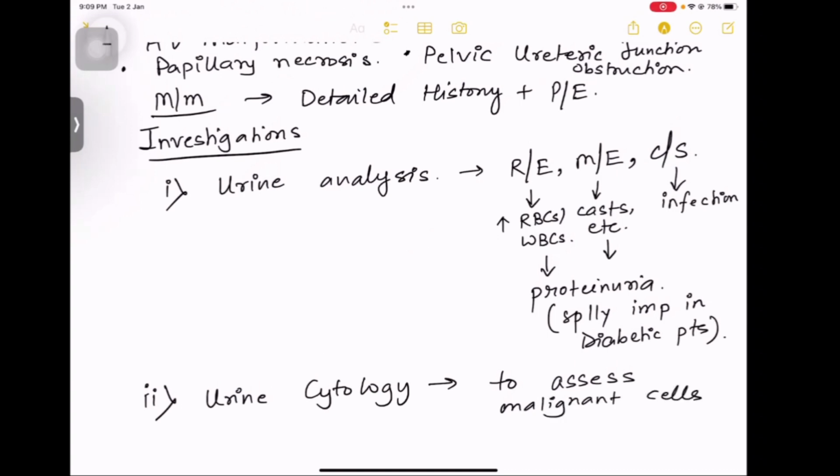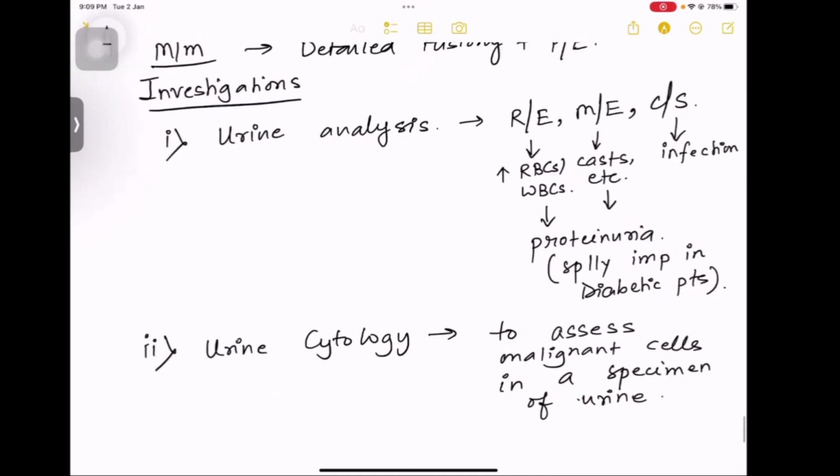Then you have the imaging, in which you have the USG, the CT scan, which is the non-contrast CT scan. Then you have the intravenous urogram, and finally you have the MRI or the CT with contrast. Basically, the first line is obviously USG because that is cheap and commonly available, and NCCT is done if calculi is suspected in either the ureter or urethra.